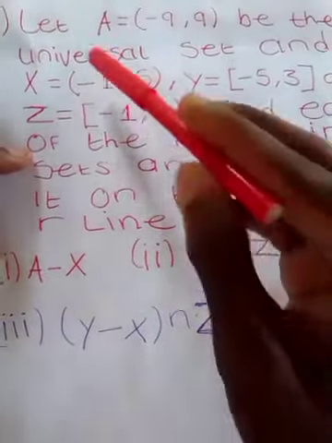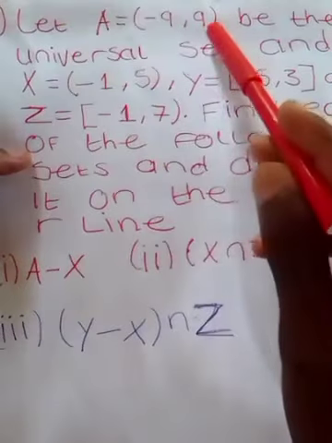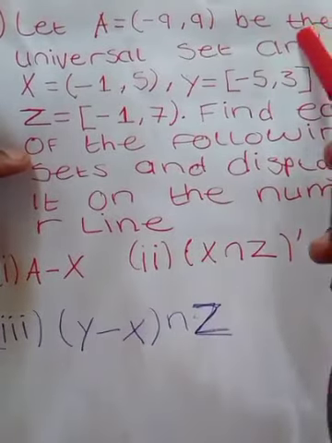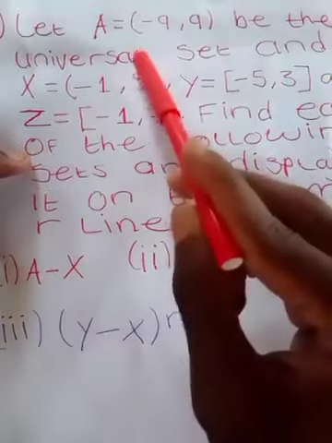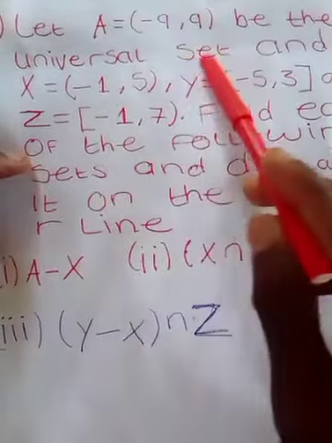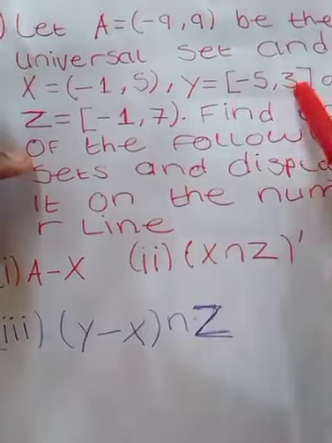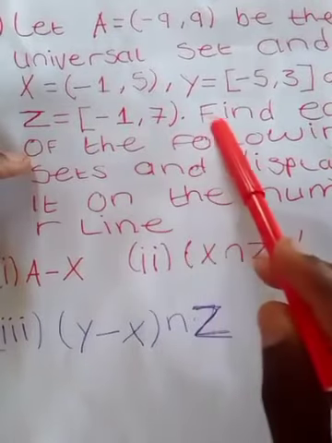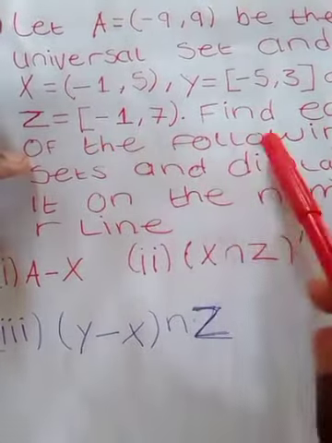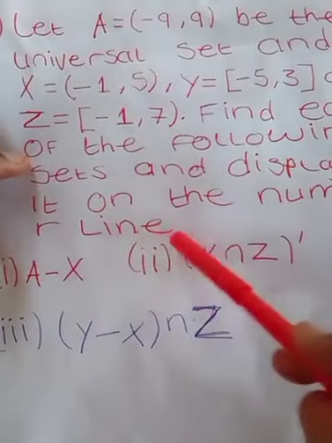So here we have a question. They're saying let A be equal to this interval, and A is the universal set. X has this interval, Y has this interval, and Z has this interval. They want us to find each of the following sets and display it on the number line.